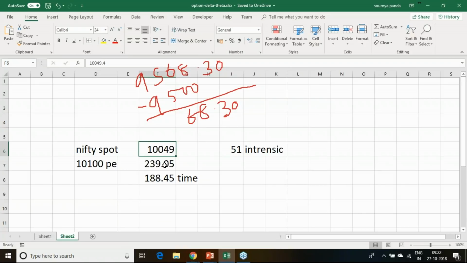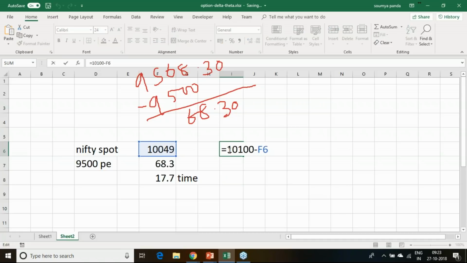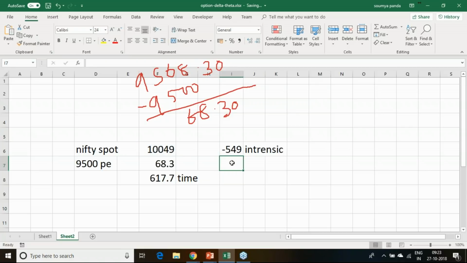In Excel, the spot price we are not changing. Only the strike will be changing here to 9,500, and this is 68.30, and once we do that, we will get the intrinsic value calculation. So here too we have to change it to 9,500. So what is the intrinsic? Negative 549. It is an out of the money option.